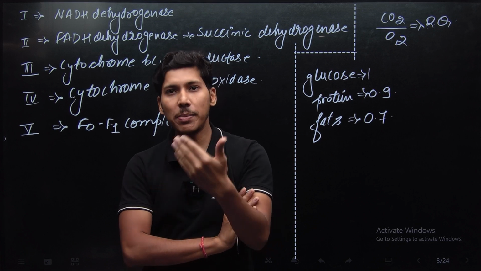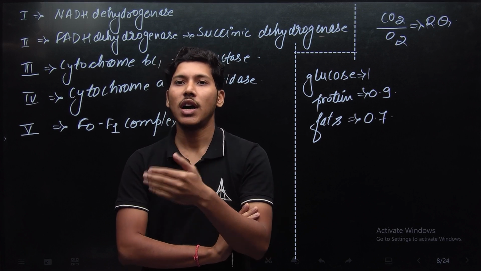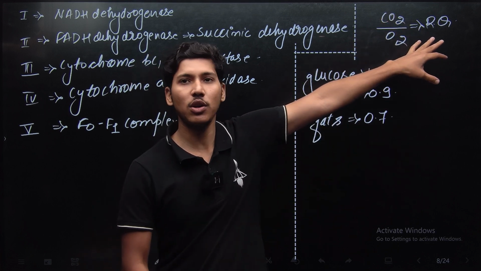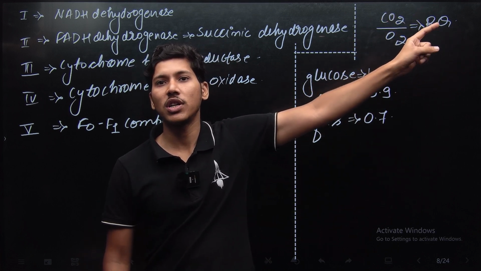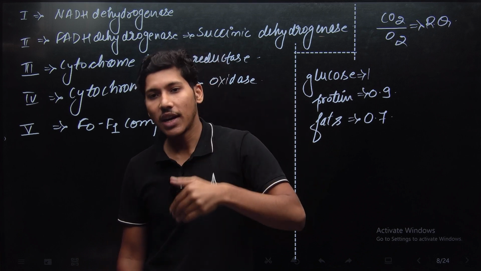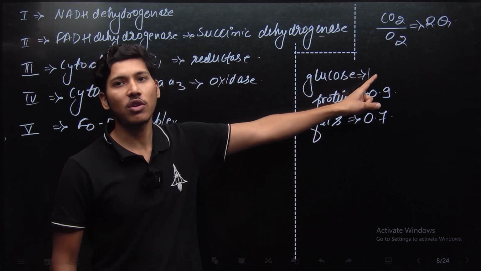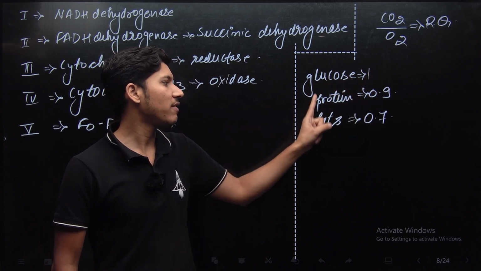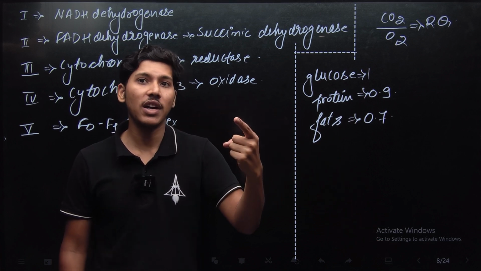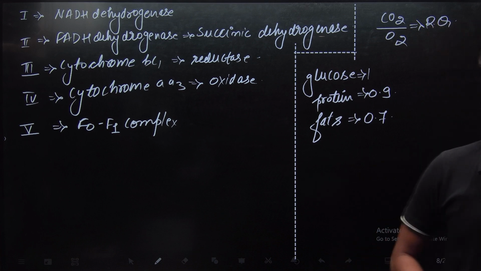Okay? Complete breakdown of any biomolecule releases a certain amount of CO2 upon using a certain amount of oxygen. That is the respiratory quotient. And knowing the respiratory quotient, we can get an idea of how easy or how tough the breakdown of that molecule is. Like glucose has a respiratory quotient of 1, protein 0.9, fats 0.7. The lower the respiratory quotient, the more difficult it is to break them down. Okay, clear?